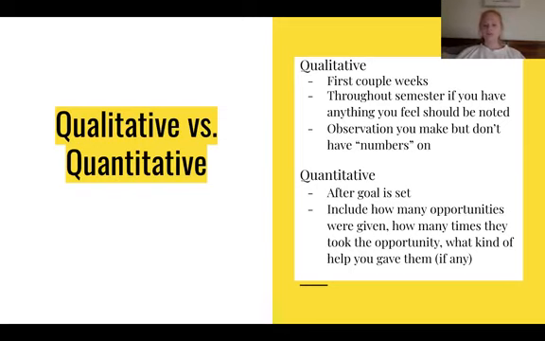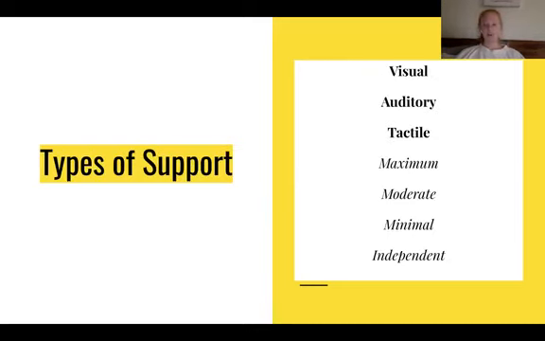And that's going to depend on the goal, right? So we mentioned last week in the lecture that we were going to get more into what exactly is an opportunity, because that's sometimes not very clear. And we'll get into that in just a minute. So types of support, I mentioned earlier, there's visual, auditory, tactile, but there's also maximum, moderate, minimal, and independent. So when you're writing the goal and reading the goal, you might see all of these different terms. And then when you're applying it, you need to know exactly what they mean.